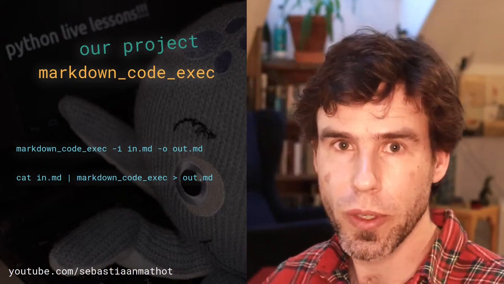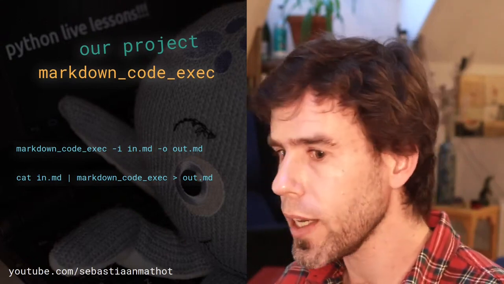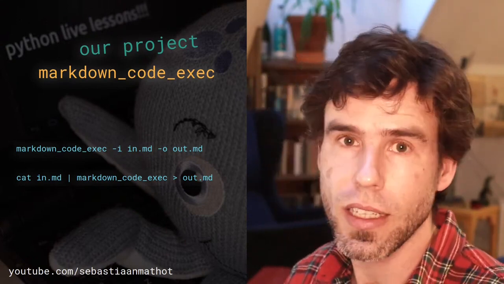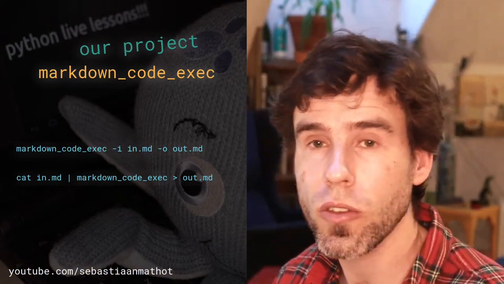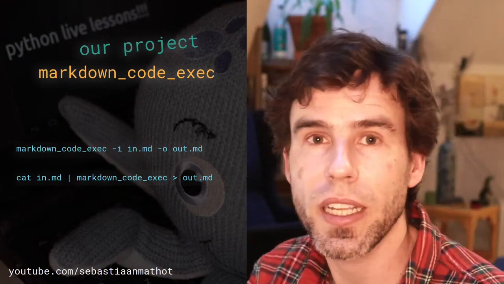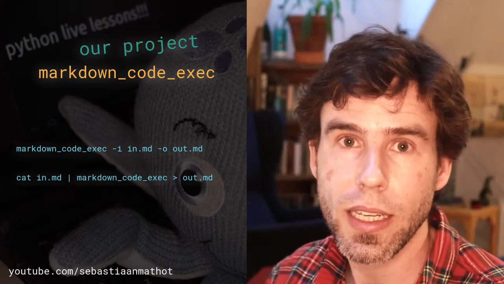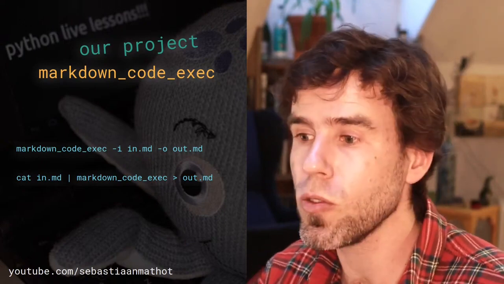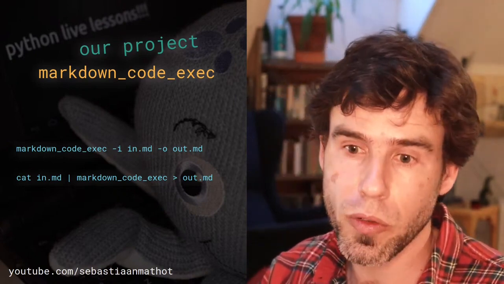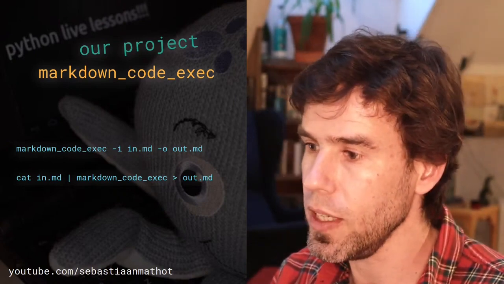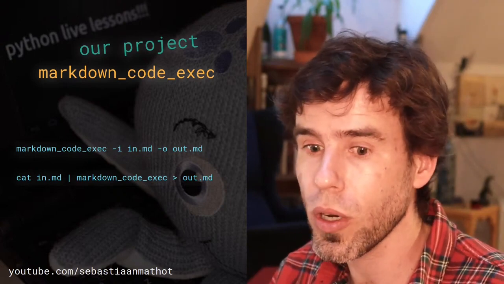And then there are tools with which you can connect these things. This sounds a little bit abstract, but the example that you see here, cat in.md, means print out the contents of in.md. Then the vertical line means channel that into what comes next. What comes next is Markdown Code Exec, so our program. That will print it out to the standard output. And then this thing indicates that we want to write that output from the standard output to the file called out.md. In other words, in a slightly less user-friendly way, it does the exact same thing as the thing before.